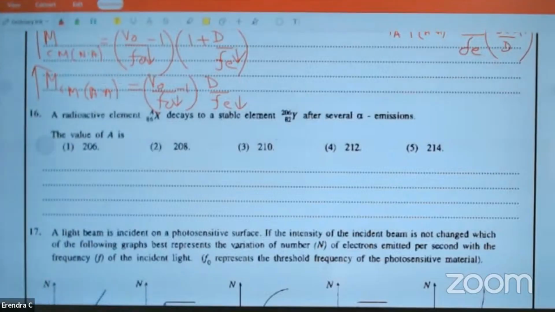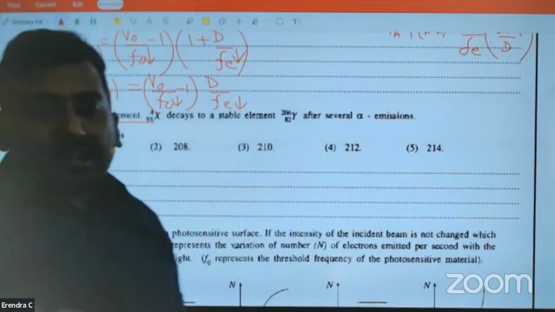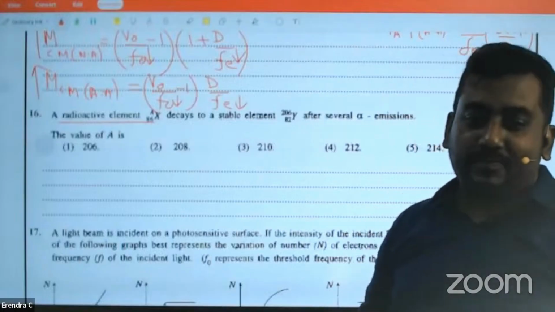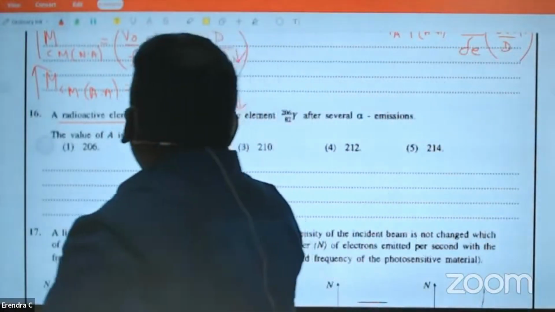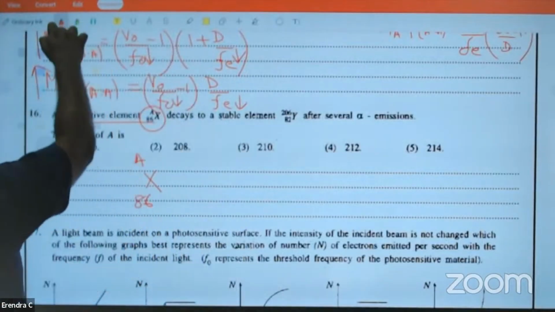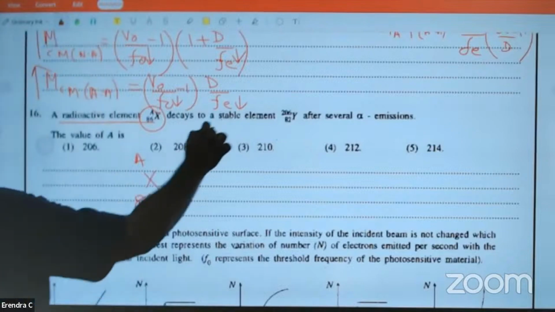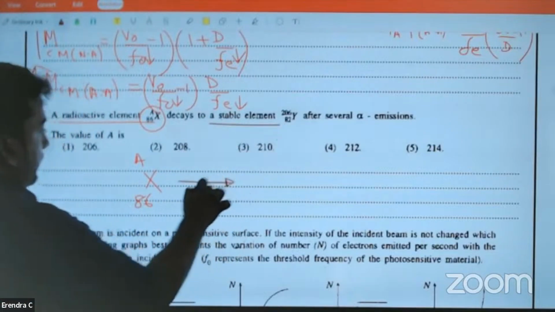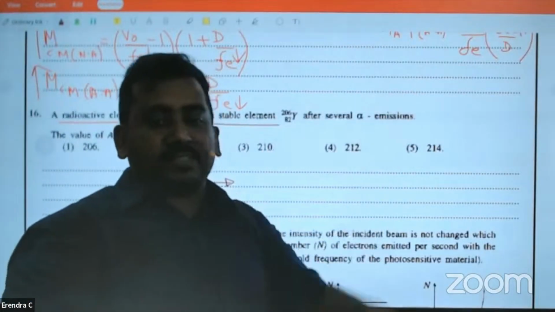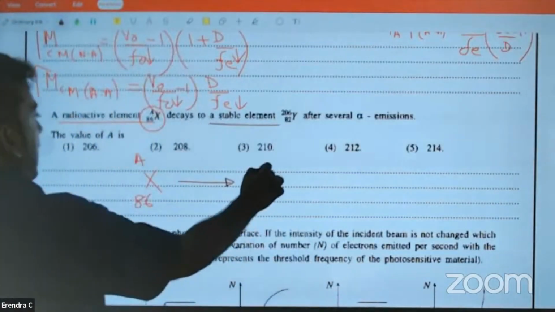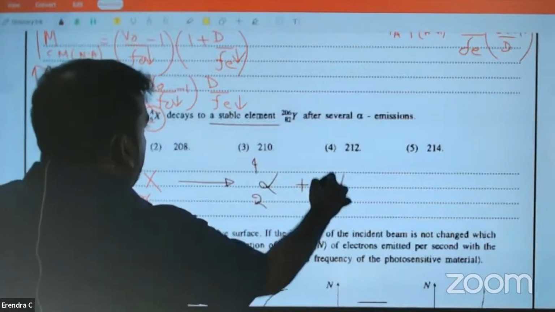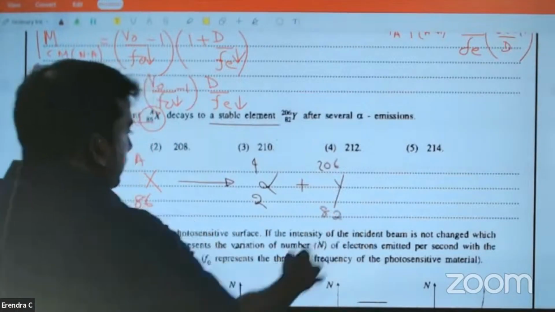Right. A radioactive element. Where did you learn radioactive yesterday? GM tube, Geiger-Muller tube. Yeah? Radioactive element XA86 decays to a stable atom, right? Radioactive nuclei emit energy and particles to become stable. By several alpha emissions, it becomes a stable Y 20682.